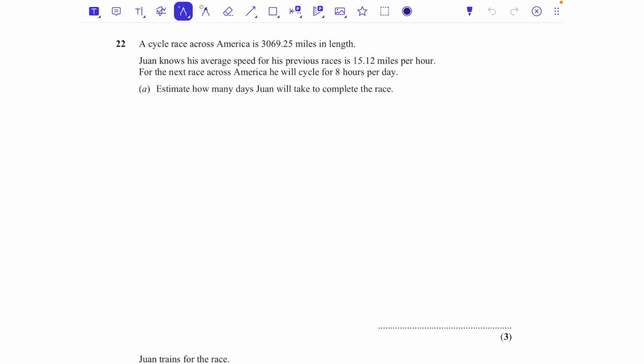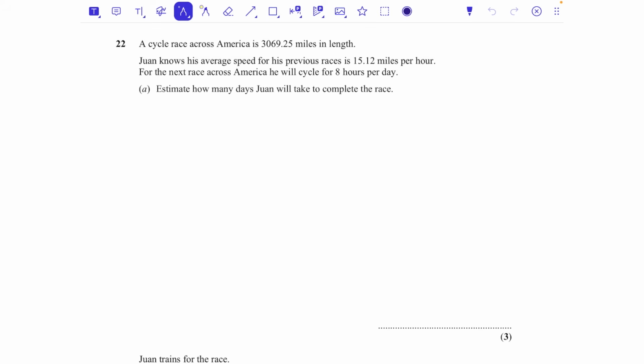Question 22. A cycle race across America is 3,069.25 miles in length. Juan knows his average speed for his previous races is 15.12 miles per hour. For the next race across America, he'll cycle 8 hours per day. Estimate how many days Juan will take to complete the race.